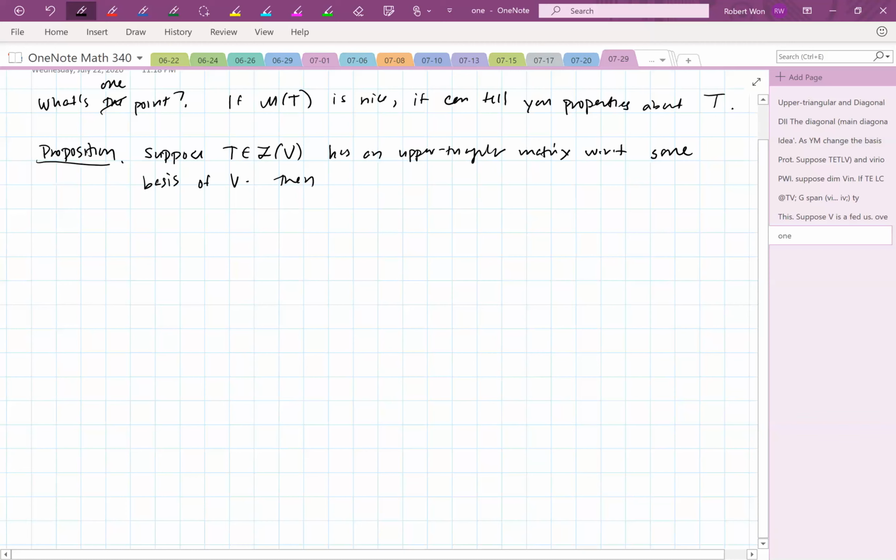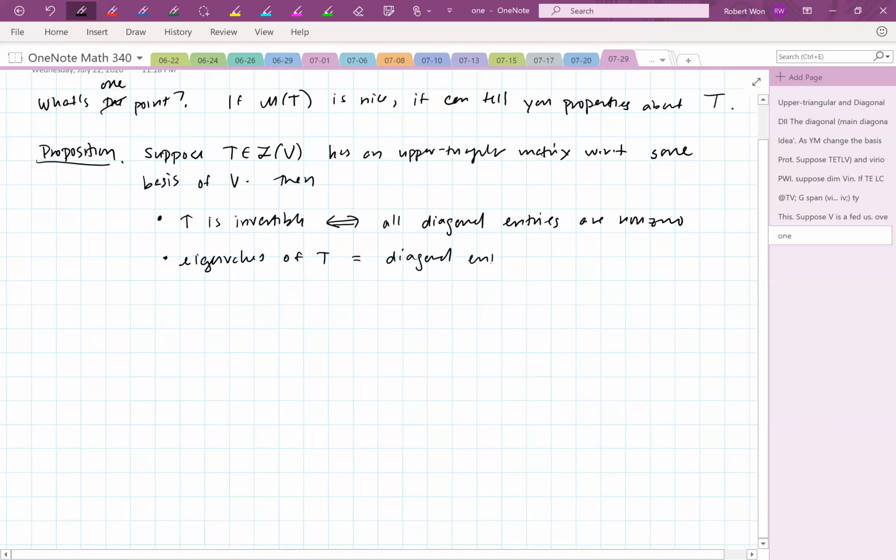Then there are two things you can tell just by looking at the matrix. First, T is invertible if and only if all the diagonal entries are non-zero in this upper triangular matrix. Second thing is the eigenvalues of T. These are just equal to the diagonal entries of M of T.